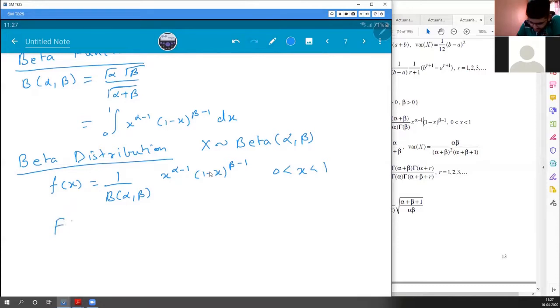So for our f of x, we cannot have a general formula because we cannot integrate this unless we know alpha and beta. So that is why directly finding capital F of x becomes very difficult. But expected value we can find, expected value.